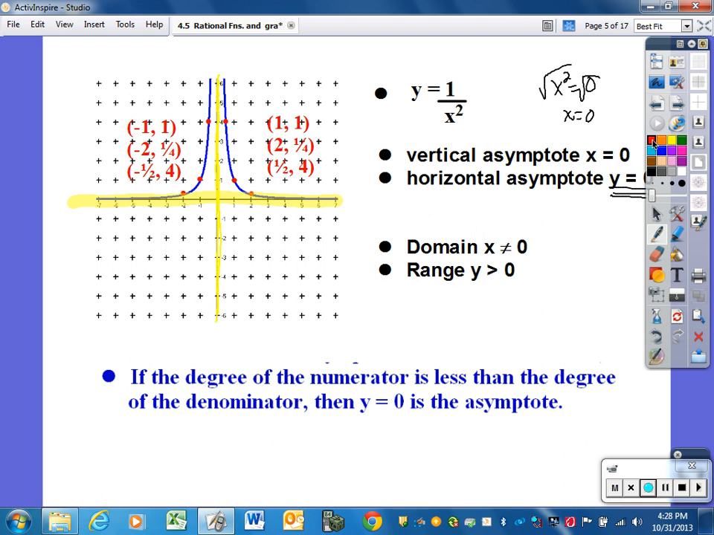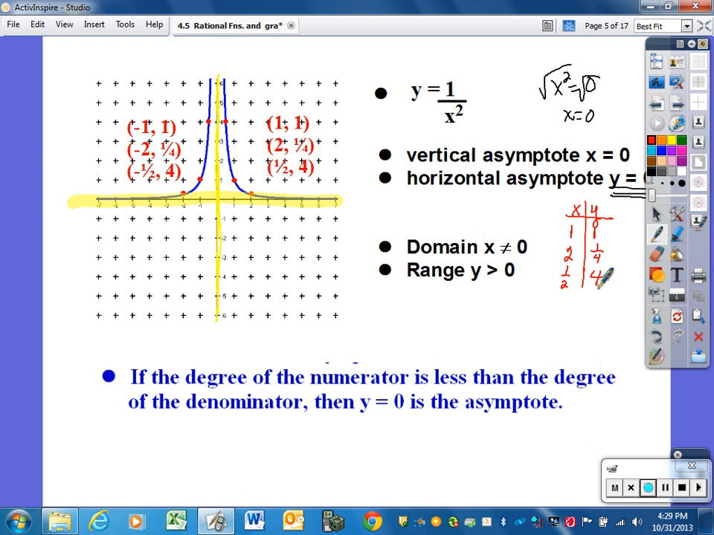Then I make my xy table. Can you put 0 in? No, I can't have a denominator of 0. Can I put 1 in? 1 squared is 1. How about if I put 2 in? 2 squared is 4, so that's 1/4. How about if I put 1/2 in? 1/2 squared is 1/4. 1 divided by 1/4 is 4.